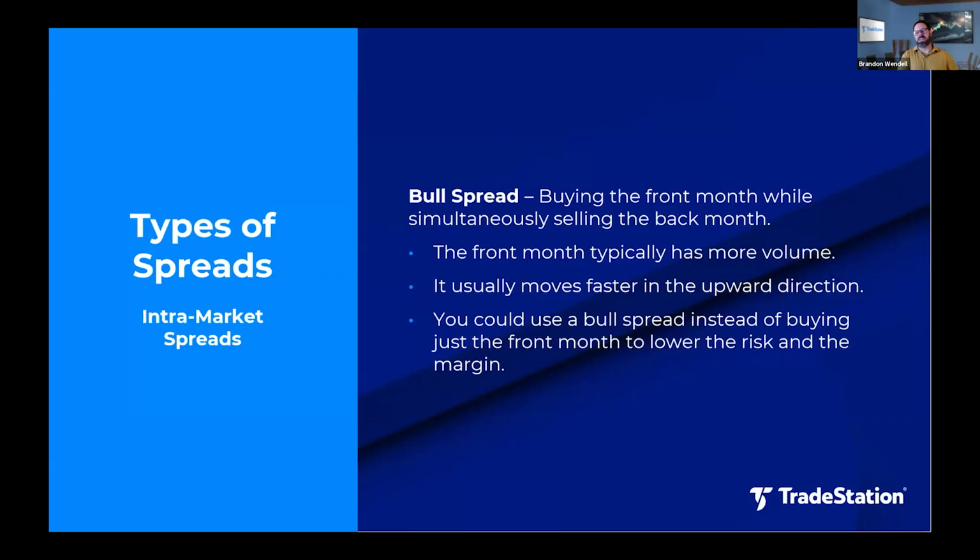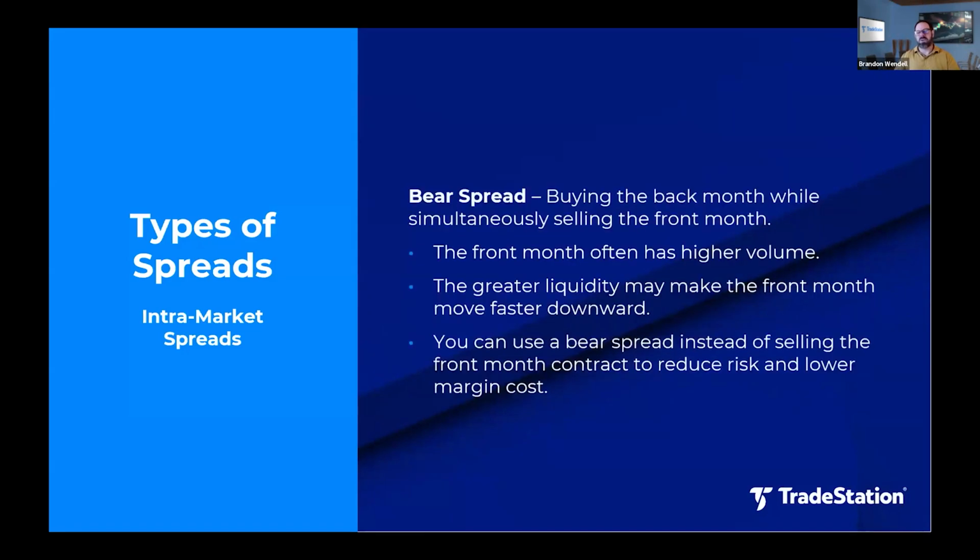So a bull spread, instead of just buying the front month, if the front month moves up faster than the back month, you would profit because you're making money on your long, losing less money on your short at the same time. Bear spread is simply the opposite. You're selling the front month, buying the back month. Okay, so it's based on what you're doing with the front month. If you're buying the front month, it's a bull spread. If you're selling the front month, it's a bear spread.